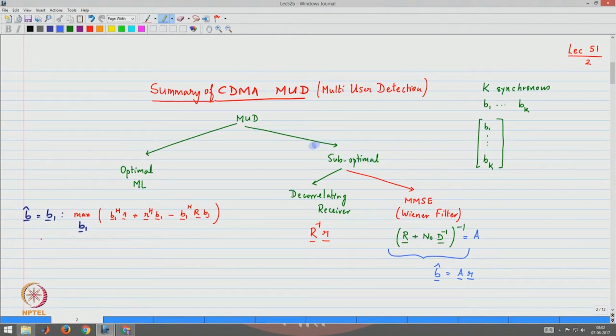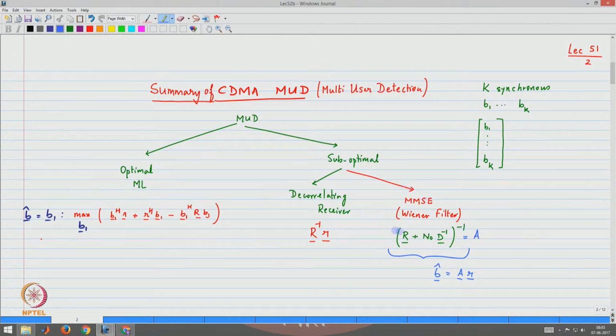On the other hand, we have suboptimal solutions which perform reasonably well in several of the practical scenarios. So, if we have k synchronous users B1 through Bk, each of them have transmitted a symbol. The goal is to identify the transmitted symbol based on the received signal R. The decorrelating receiver gives us a very simple and elegant solution, which says we can compute the transmitted symbols by computing R inverse R and then applying the decision based on this statistic.